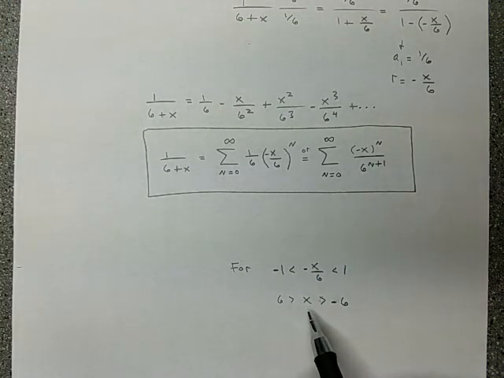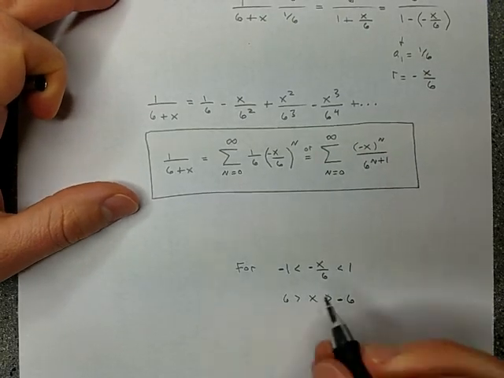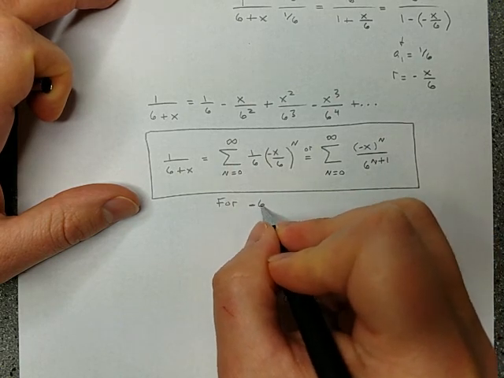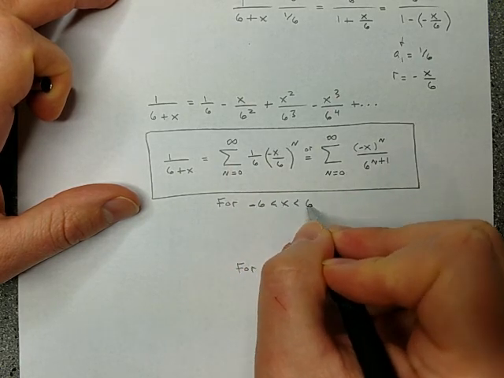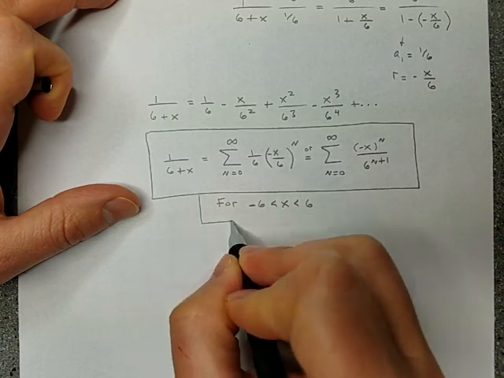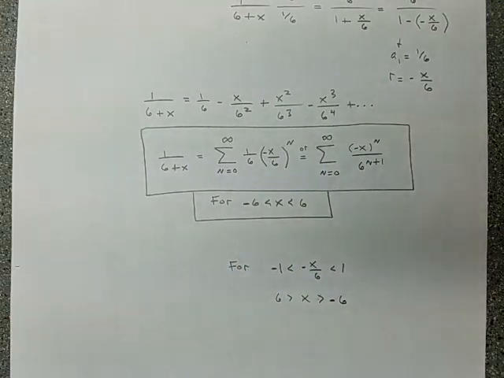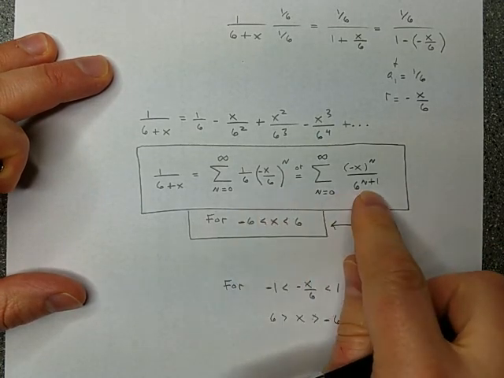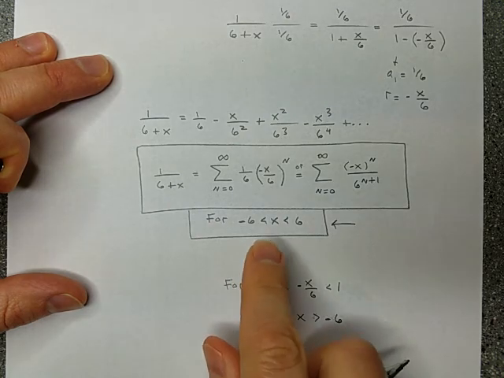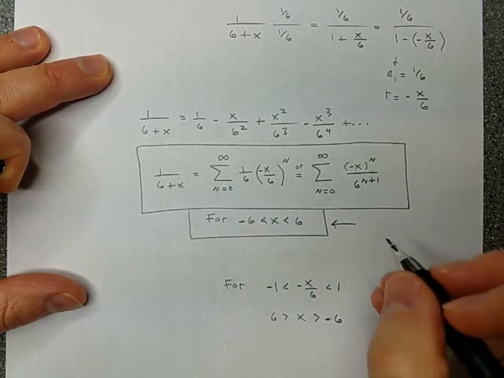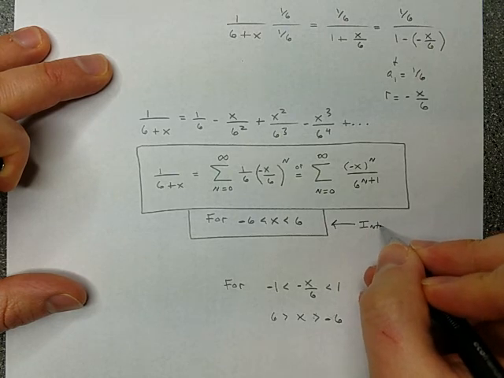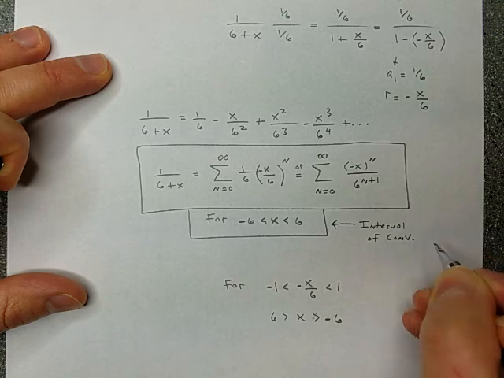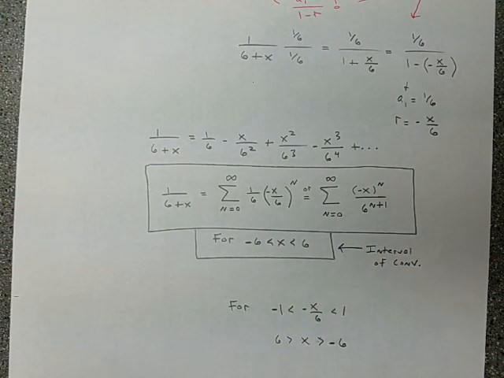And then I've solved for x. It's got to be between negative 6 and 6. So we'll say the interval of convergence is negative 6 less than x less than 6. Just vocabulary real quick: the numbers that cause this series to converge to that function, the numbers for which this equal sign is valid, that's called the interval of convergence. So we got that problem done.